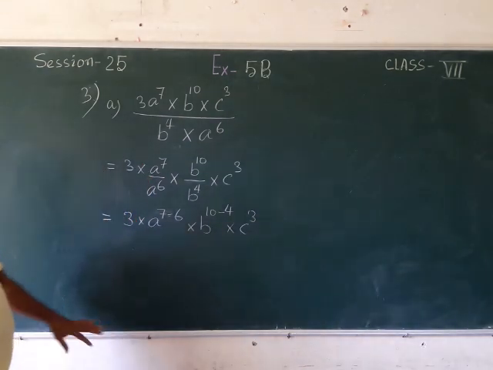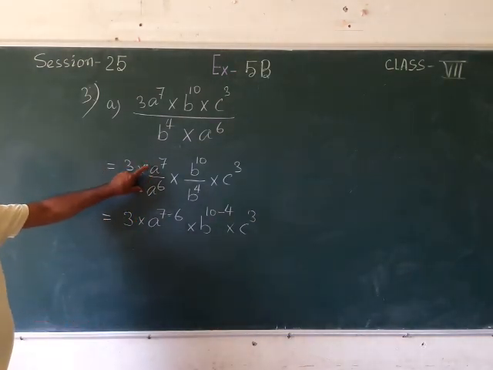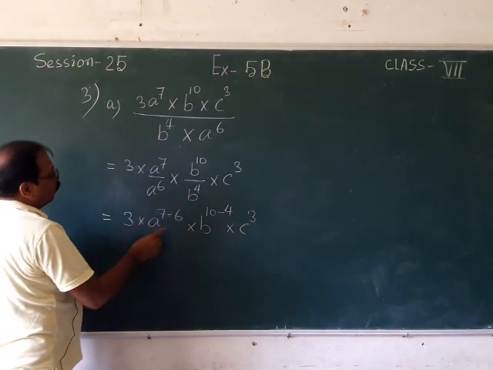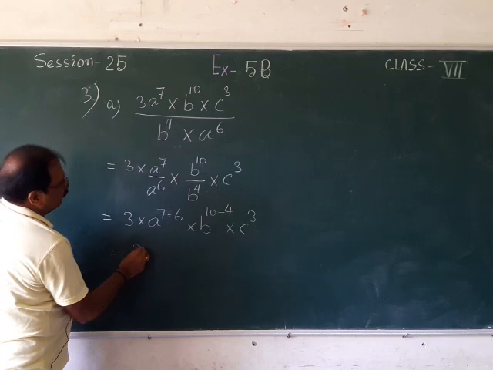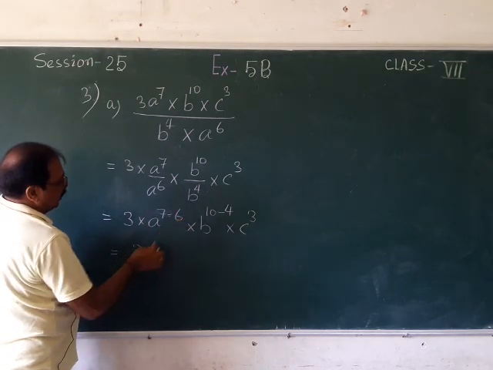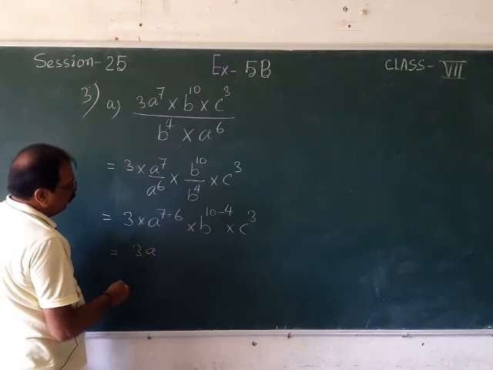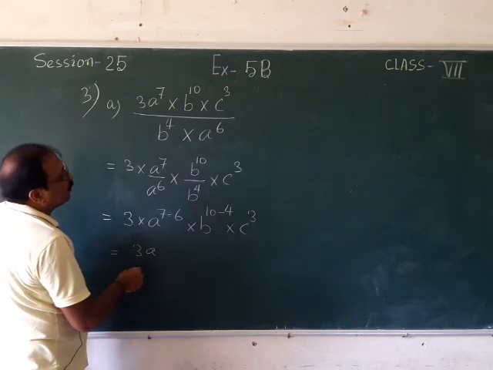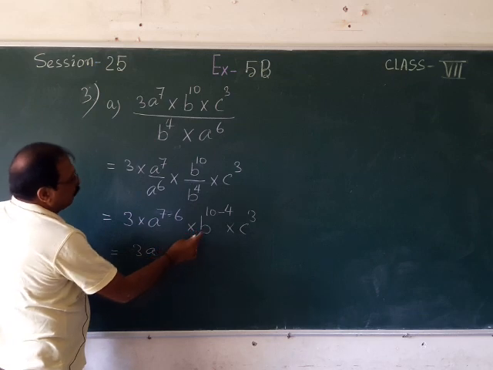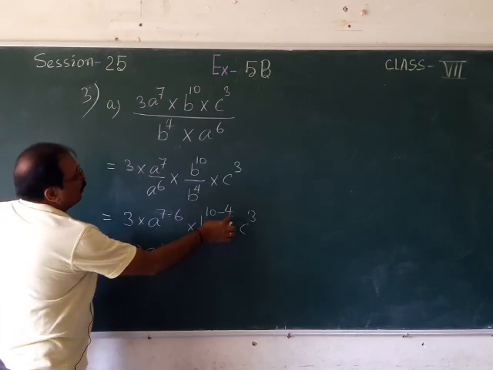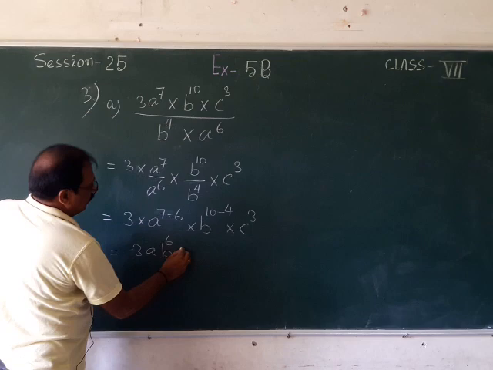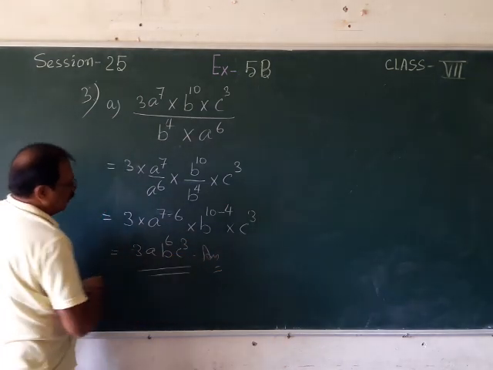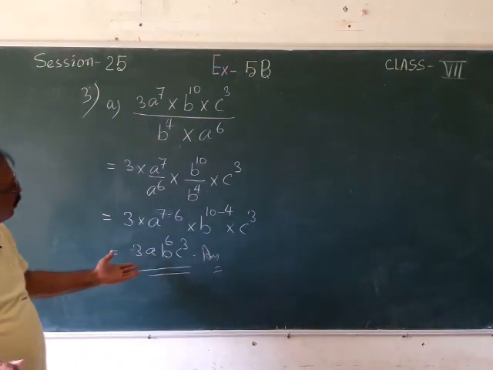Now you can see that here I can apply the laws of exponent, and as it is the case of division, so powers should be subtracted. So here 7 minus 6 means just a to the power 1, no need to write power 1, because if no power is written, that means it is 1 itself. Here b to the power I can write 10 minus 4 means 6, and here c to the power 3. So it is the answer only, no need to do anything, no need to write anything further.